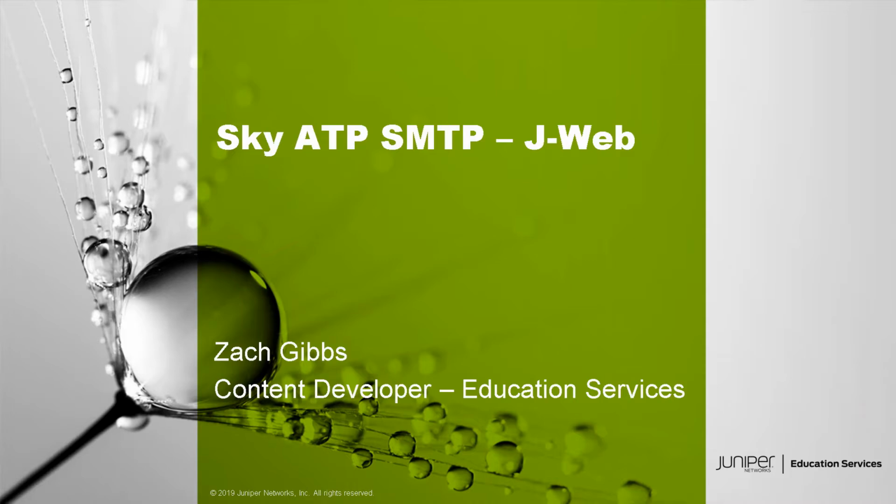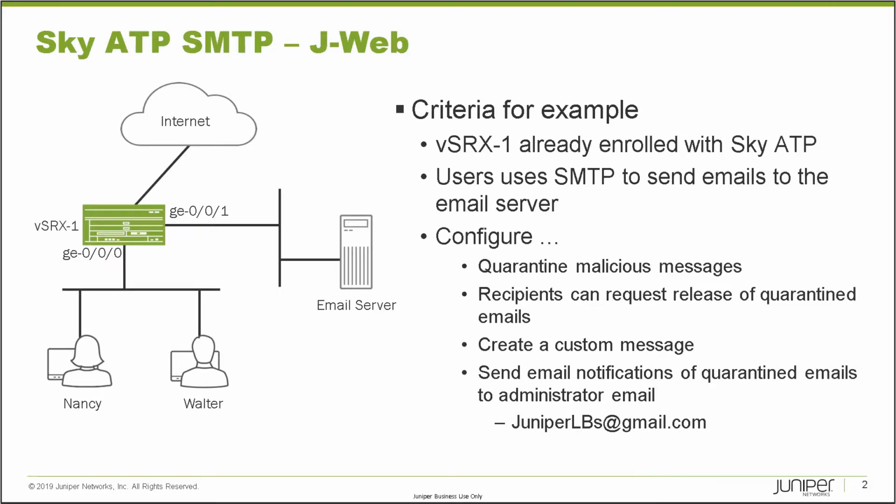And today we will be discussing the Sky ATP SMTP JWeb Learning Byte. Okay, so here is the example. In this example, in the topology, we have vSRX1, which is in the middle, which connects to the client zone, which Nancy and Walter, those users, are a part of through ge-0/0/0 on vSRX1. And then it connects to the server zone, which is where the email server is connected in on ge-0/0/1. And then vSRX1 is connected to the internet. So then that way we can submit files to the Sky ATP cloud.